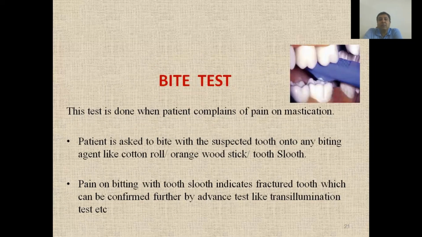Next test is the bite test. This test is done when the patient complains of any pain on mastication, while chewing the food or while biting on the tooth. What we do in this test, the patient is asked to bite with the suspected tooth onto biting agents like cotton roll, orange wood stick, or the tooth sleuth. They are the devices which are there in the market and they help in the bite test. They help in checking the bite of that particular tooth.